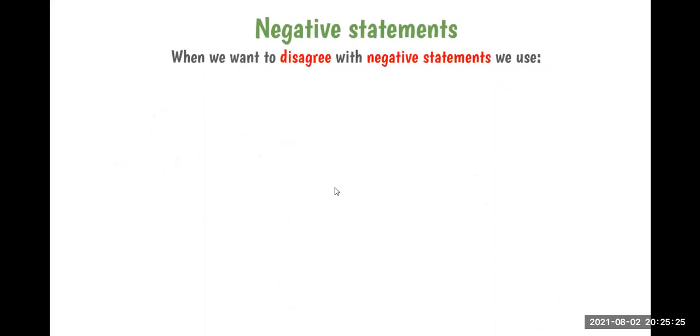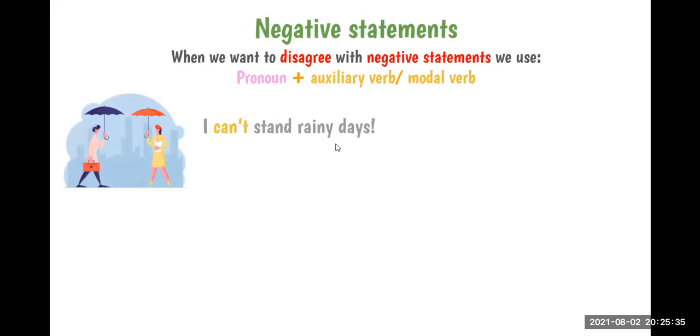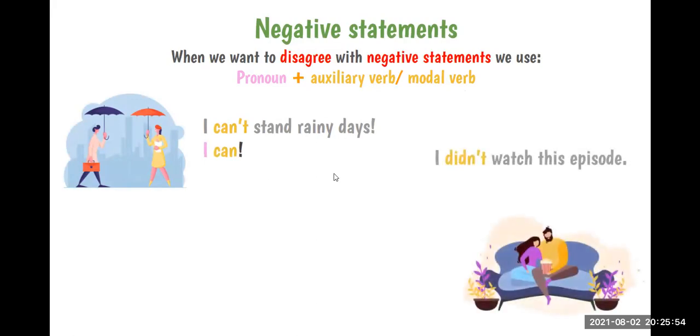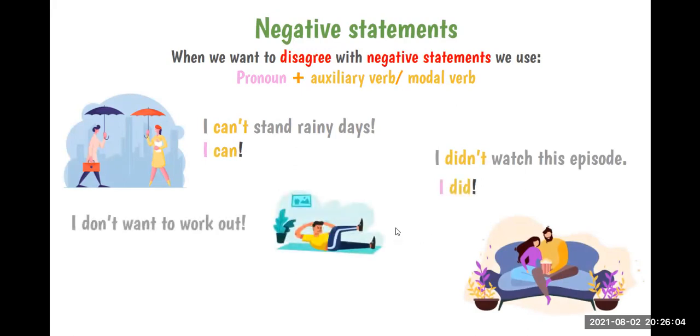Then we have negative statements. When we want to disagree with negative statements, we use the pronoun and the auxiliary verb or the modal verb, not in the negative form. For example, I can't stand rainy days. What can you say when you want to disagree? I can, right? Very good. I can, I love them. I didn't watch this episode. I did, right? The next one, I don't want to work out. I do. Really? I do.